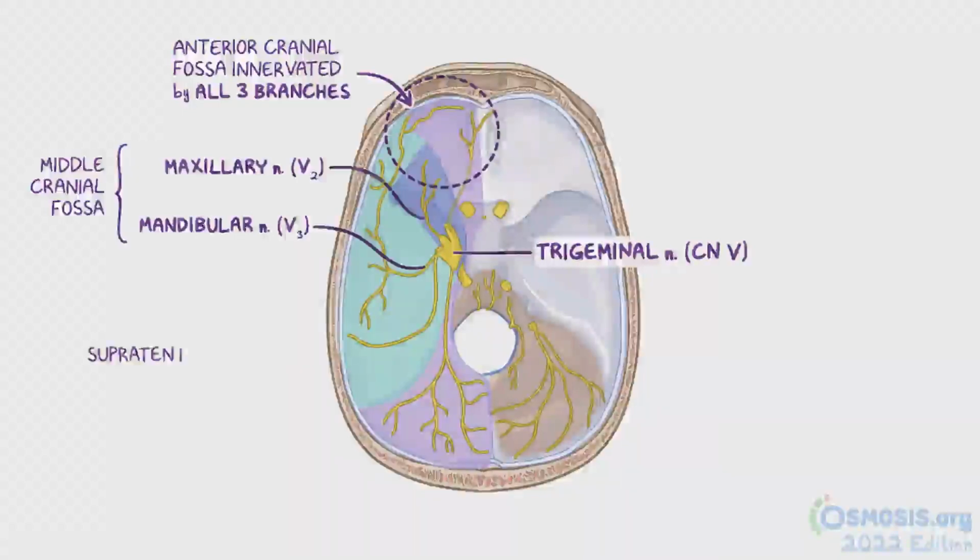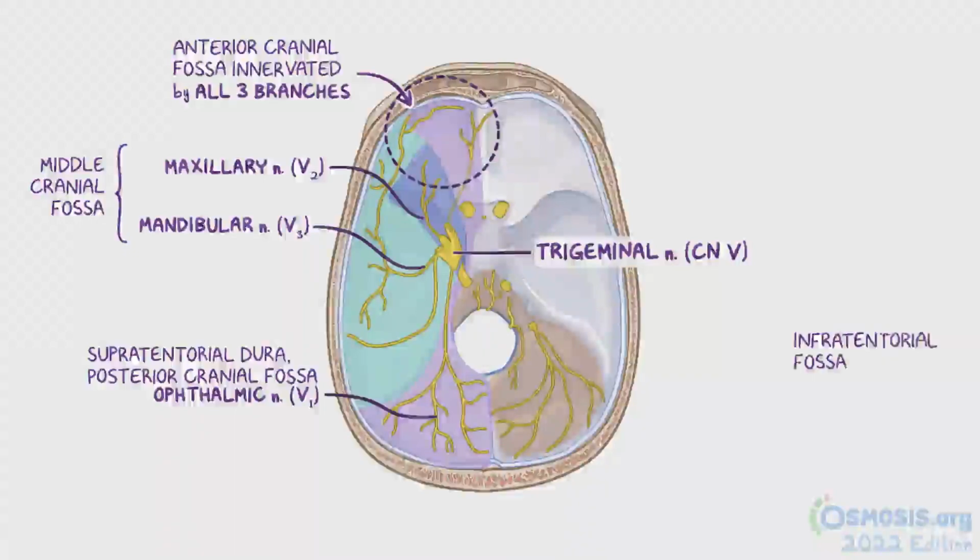Furthermore, the supratentorial dura covering the posterior cranial fossa is innervated by branches of the ophthalmic nerve, or V1. The infratentorial dura is innervated by branches of the cervical plexus arising from C2 and C3, as well as the vagus nerve, or cranial nerve 10.